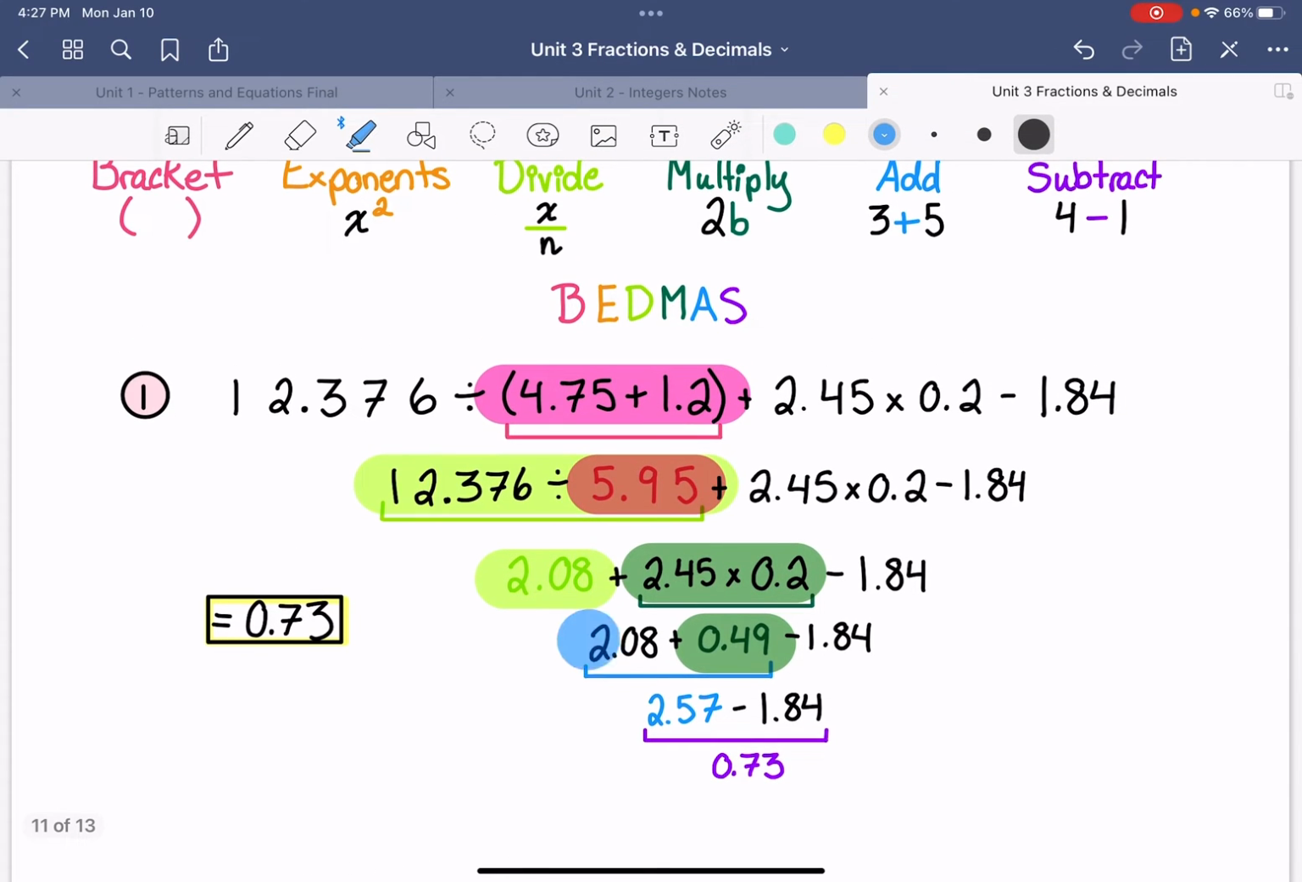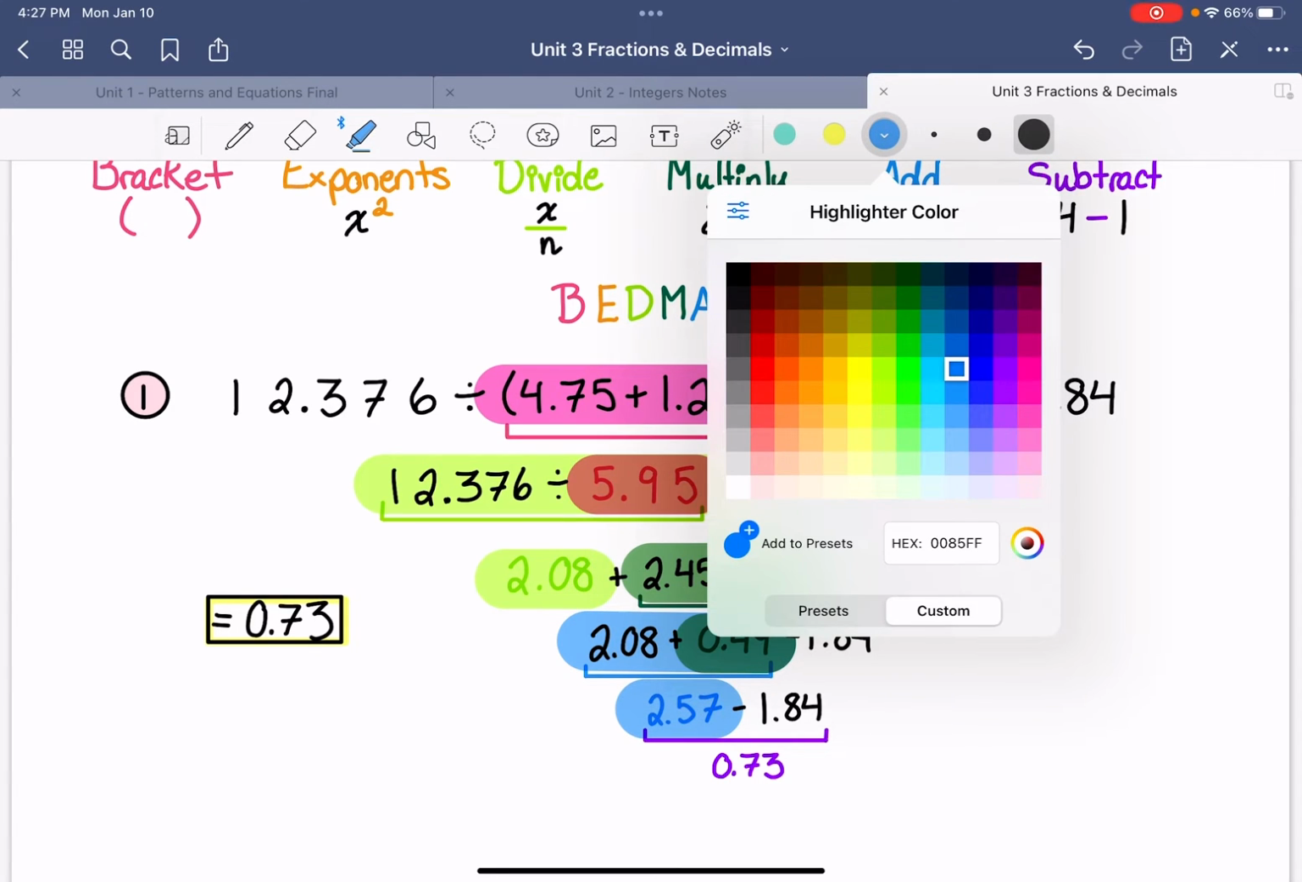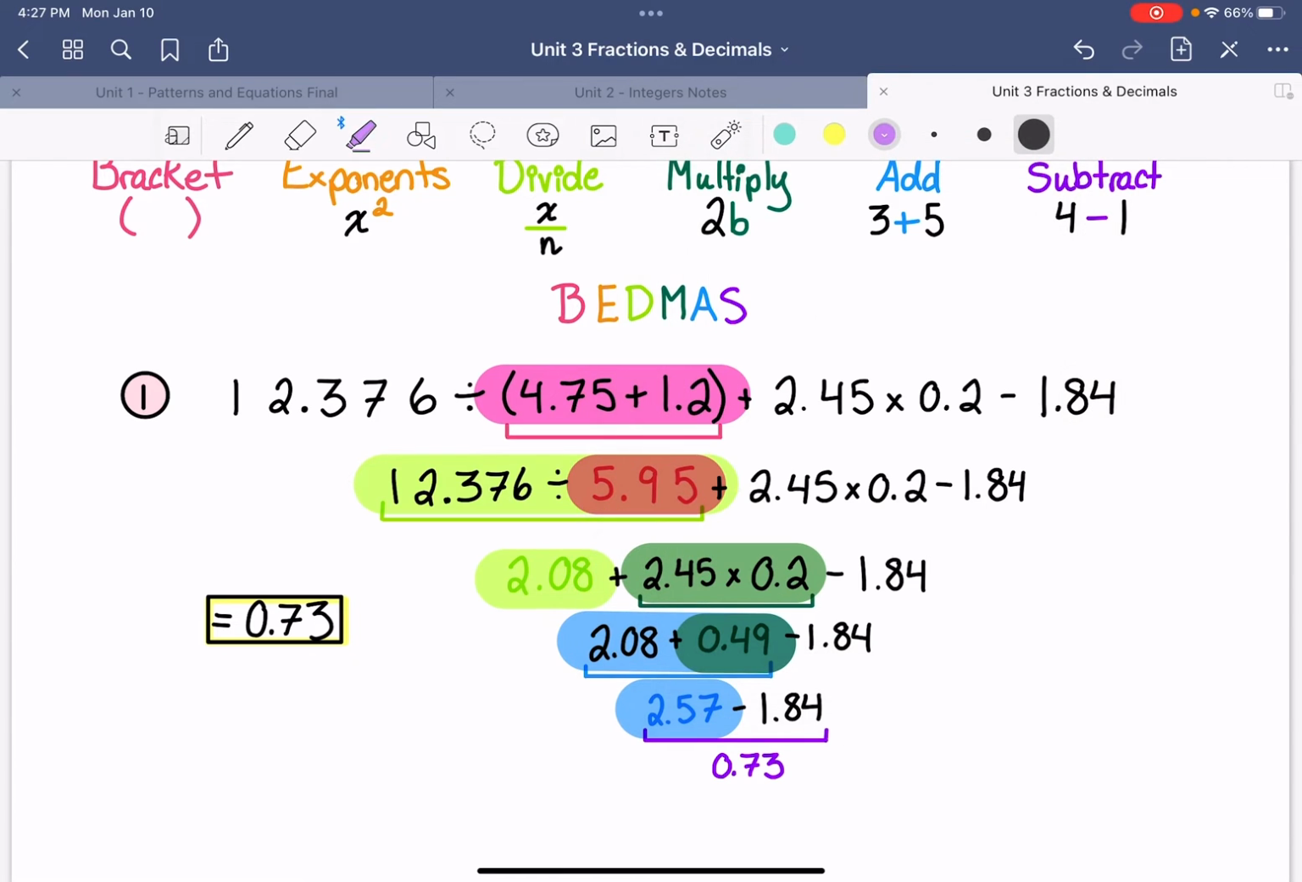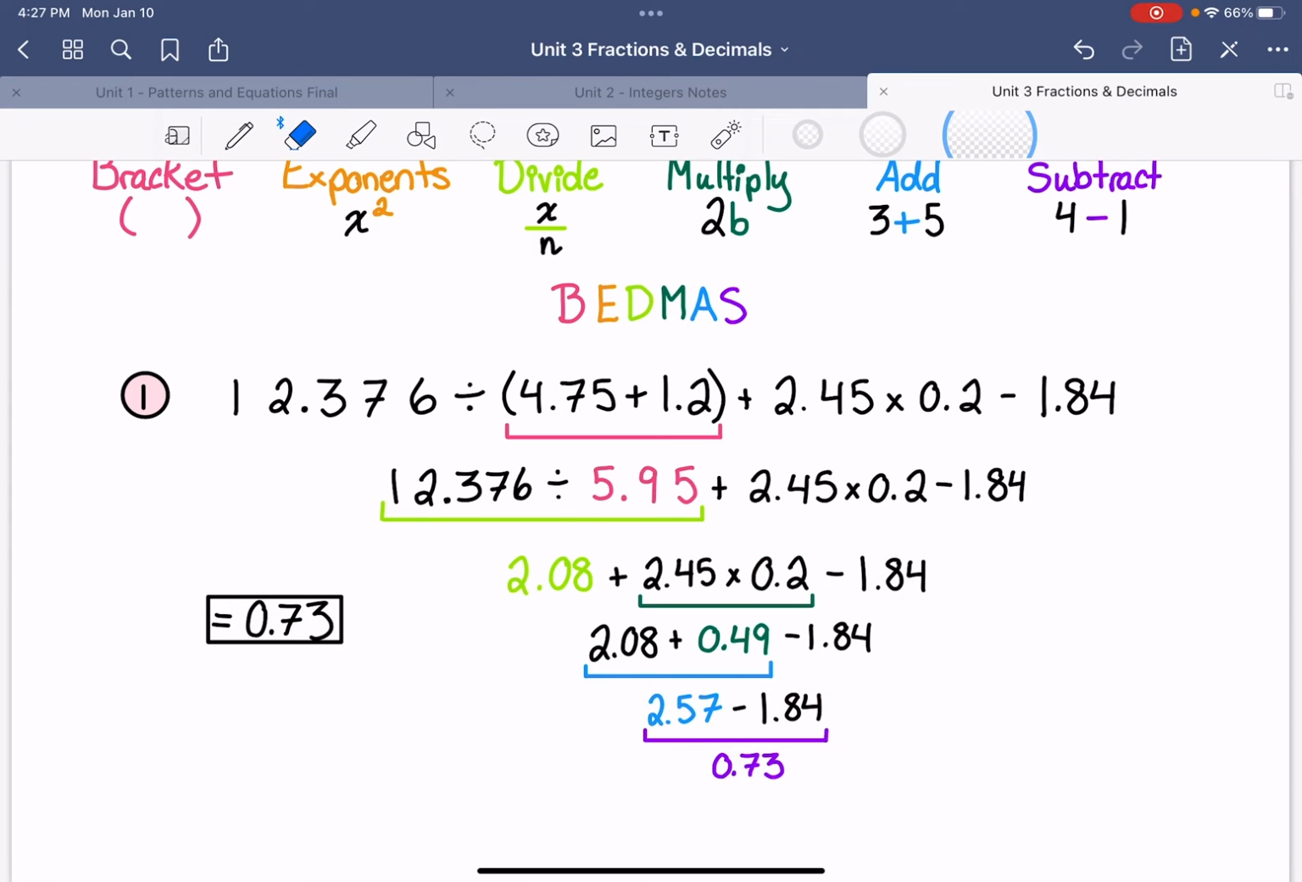Looking for addition. We're just working step by step through that BEDMAS. And finally, you can see we also have some subtraction. When you get to the bottom, you're going to find that your answer is 0.73. Yes, you need to simplify as you go. No, you cannot just do it in one step, so you have to actually show all of those various portions.